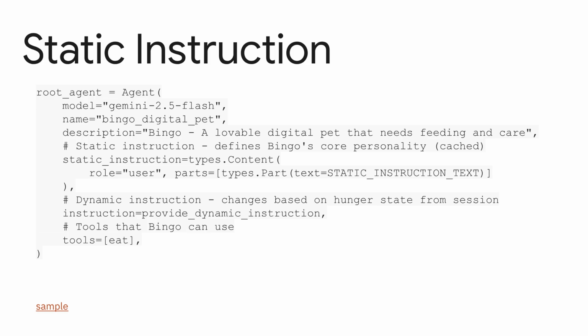To solve this, we introduced the static instruction abstraction. Static instruction. You put your core persona and rules here. This block never changes, ensuring a high cache hit rate. Dynamic instruction. You append variable data, like time or state, after the static block. By separating these, you ensure the heavy lifting is cached, while still keeping your agent dynamic.